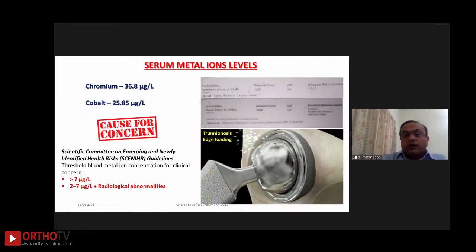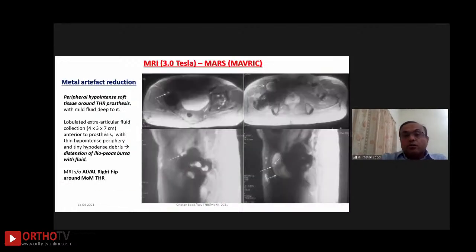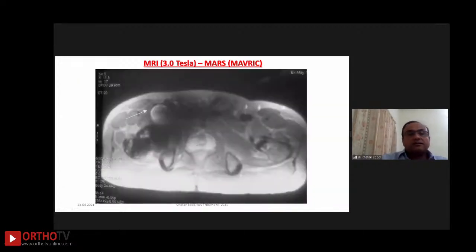So the next step was to evaluate him, which was to do an MRI. A MARS MRI was done, a three Tesla MRI, and that really raised our eyebrows. There was a large pseudotumor sitting in the anterior aspect, which was the one giving him a little bit of groin pain at times, and something in the posterior aspect; by and large, it was all around the hip. This was the most worrisome area: there was a shadow sitting right in front of the hip, in the groin area, inferior aspect of the hip joint.